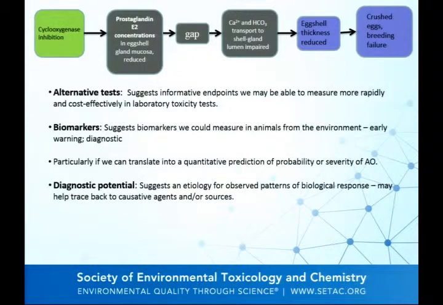These key events also suggest biomarkers that we could take a look at in wild populations of birds, or birds that we cage out in the environment, or fish we would cage out in the environment, for example. That might give us some early warning or diagnostic potential to say we've got contaminants out in the environment that are causing effects that we think could be associated with adverse outcomes. That overall pattern of effects gives us some diagnostic potential to say if we see this kind of profile or motif of biological effects, it might point us in the direction of chemicals that inhibit cyclooxygenase, give us a chemical space that we might want to look at in terms of monitoring.